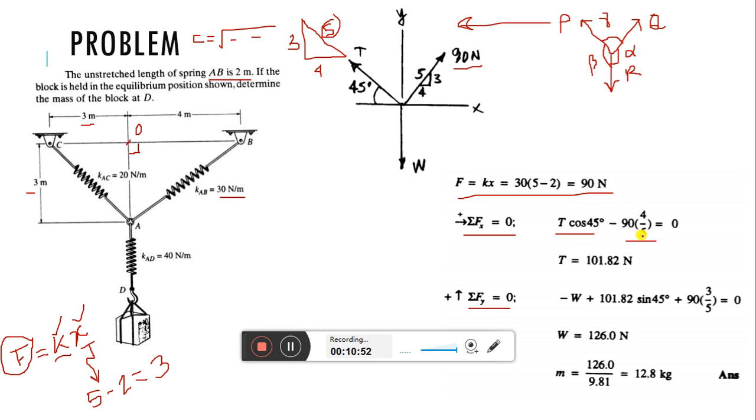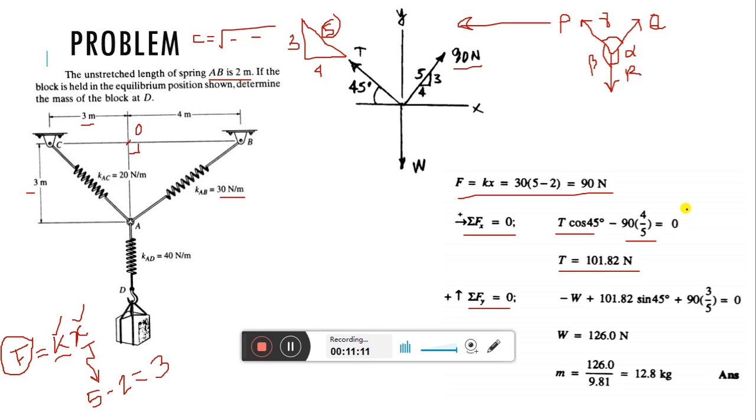So 90 into 4 by 5, and you can cancel 5 and 90. So at the end of calculation, this is a very simple calculation, simple algebra. We can find out the value of T. So T is 101.82 Newton.